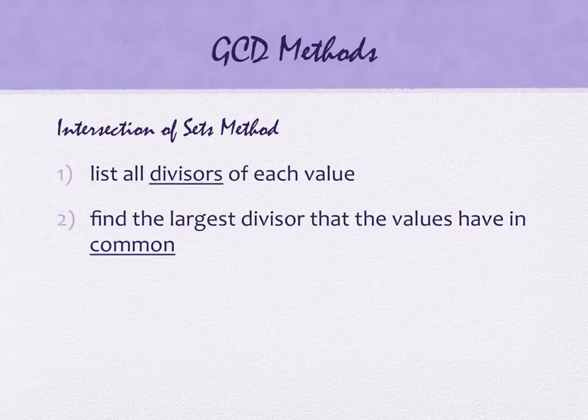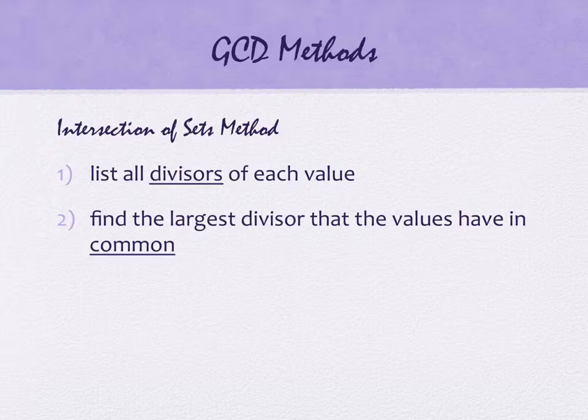So intersection of sets method. The first thing you do is you list the divisors of each value, and then you find the biggest number in the list. And that's it. It's a 2-step process. This tends to work well when the numbers are smaller and you don't have a lot of divisors.